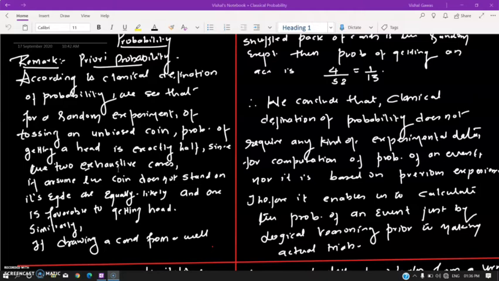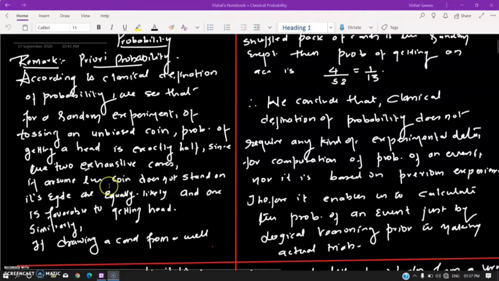That's called mathematical probability because you are not doing any experiment, but neither are you taking any previous statistics. We don't require previous statistics here. What happened prior to this is not necessary for deciding the probability of an event. So what we do here enables us to calculate the probability of an event just by logical reasoning, before we make and check whether whatever we have said is correct or not.